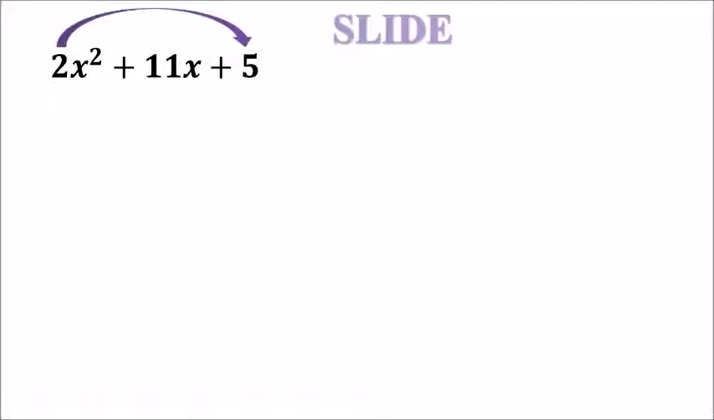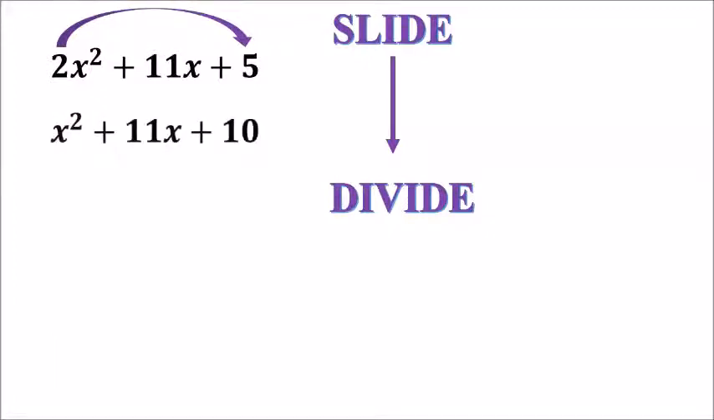So we're going to slide that 2 to the back of the problem. Remember, I like to write the slide and divide, or the S and the D, down the side of my paper so I don't forget to divide later on. When I slide the 2 back to that 5, I know that I'm going to use multiplication. The rest of the problem is going to come down, so my new problem becomes x squared plus 11x plus 10. That 10 came because we did 2 times 5 there at the end.